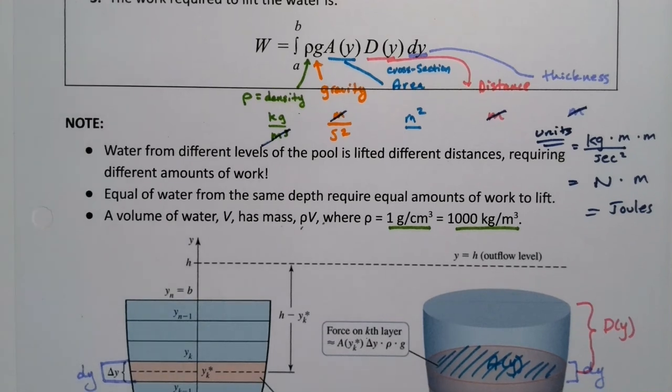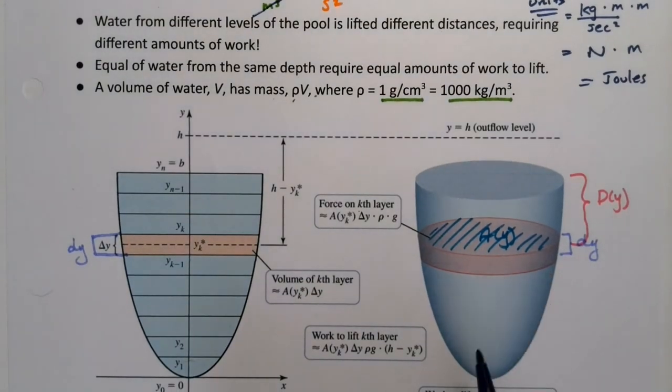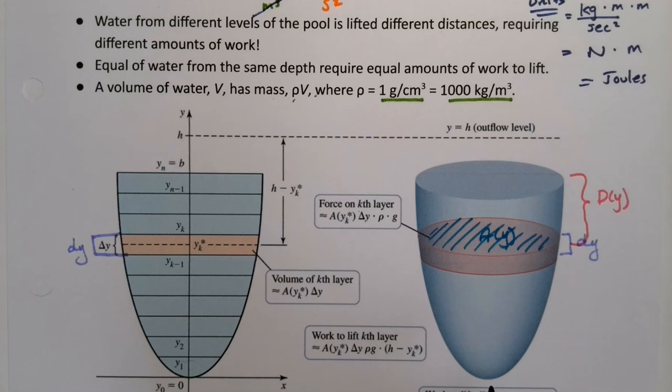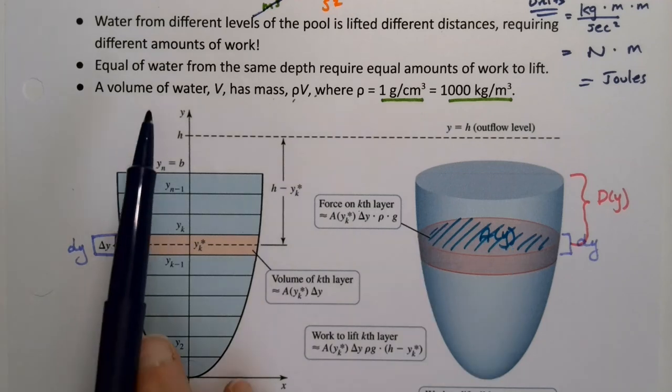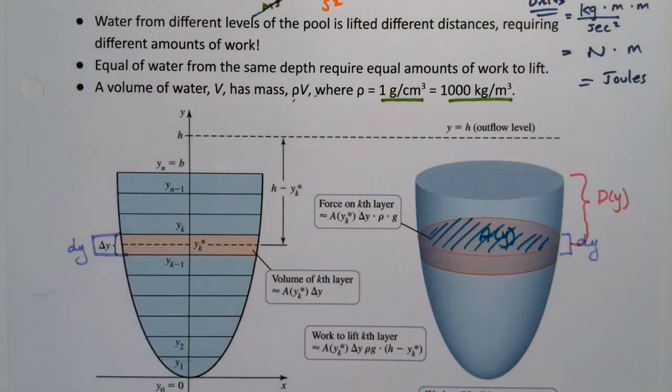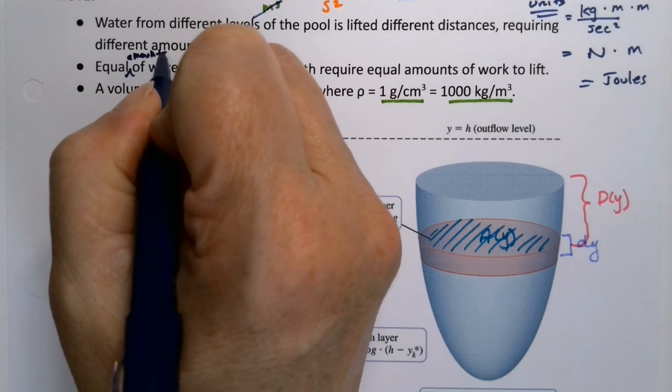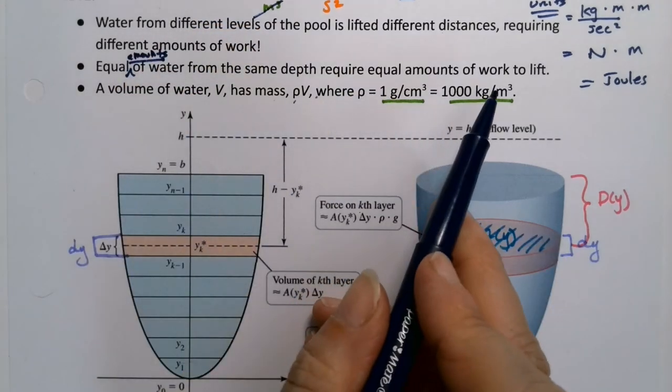Okay, so notice that water from different levels of the pool is lifted different distances. So it takes more work to lift water from the bottom of the pool than it does from the top of the pool, because it's not going as far at the top of the pool as it is at the bottom. And equal amounts of water from the same depth require equal amounts of work to lift.